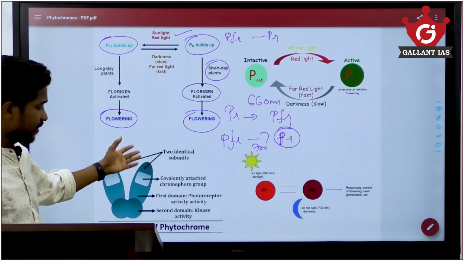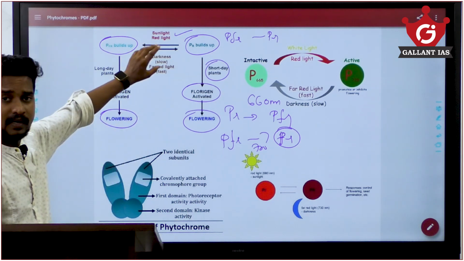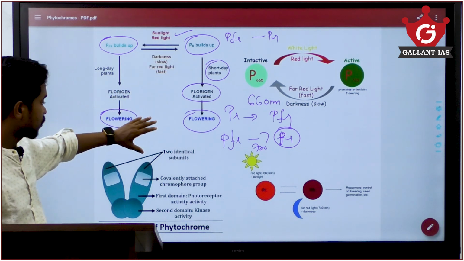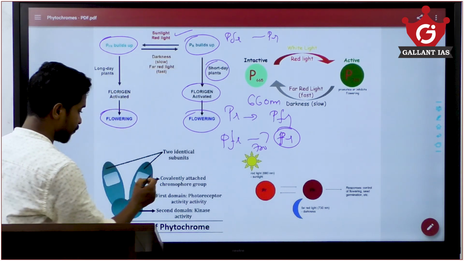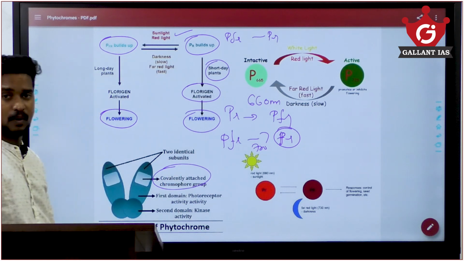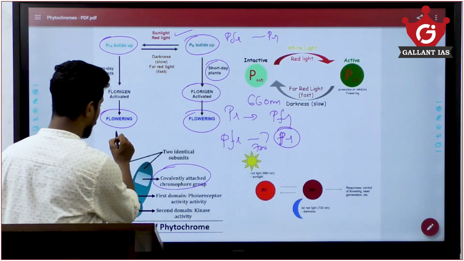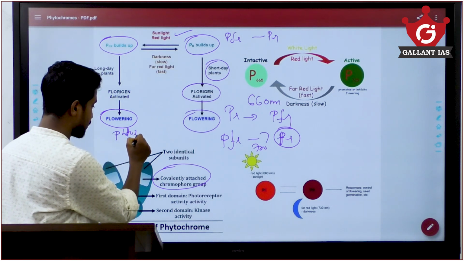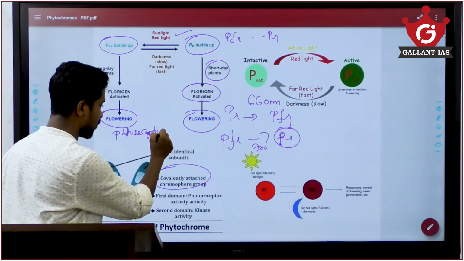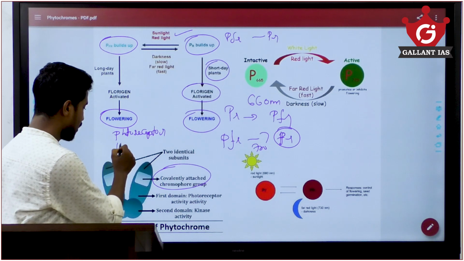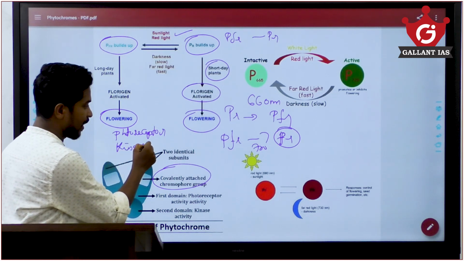And the other thing we have discussed is the structure. While we are looking at the structure of the phytochrome, it has two identical polypeptides, each with a covalently attached chromophore group, and it has two domains. The first domain has the photoreceptor activity, and the second domain has the kinase activity.